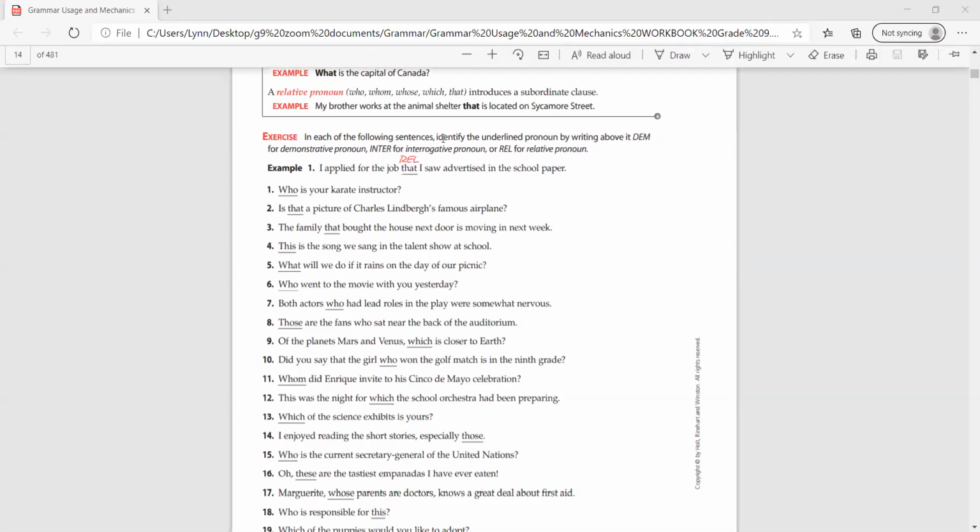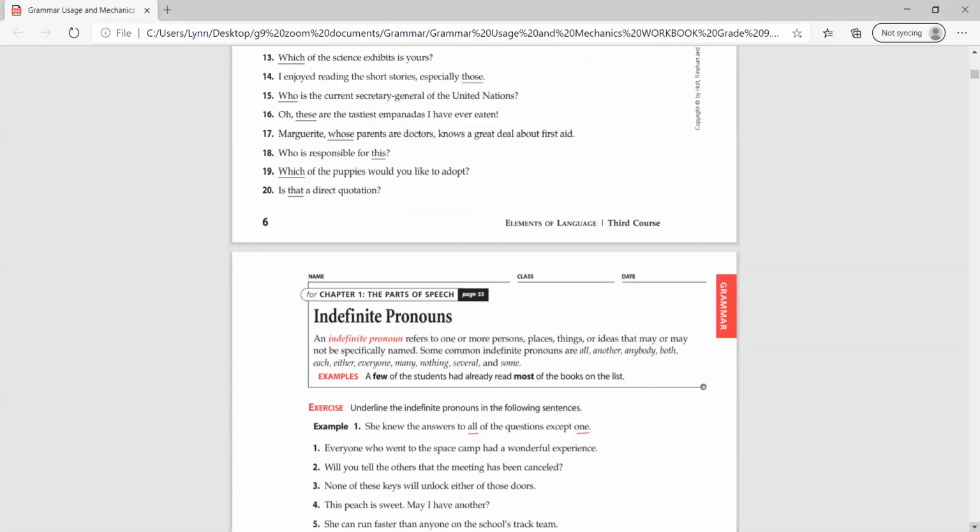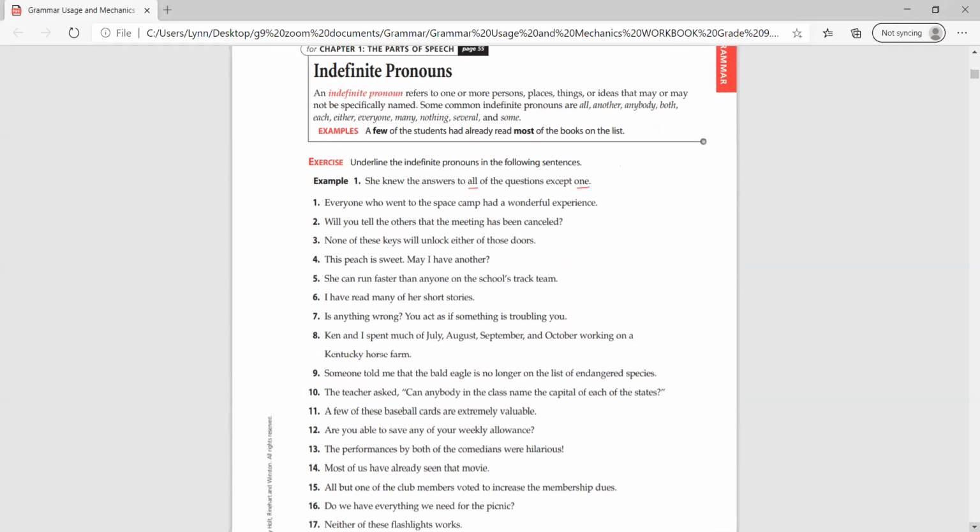Did you say that girl who won the golf match in the ninth grade? Interrogative also because it's asking a question. Did you say that the girl who won the golf match is in the ninth grade? It's relative. Sorry. Yes, it's relative. You understand why, Farah? Yes, because it has a question, but it introduces a subordinate clause. Exactly. Okay. Any questions on this page? All right. Let's go to the next page.